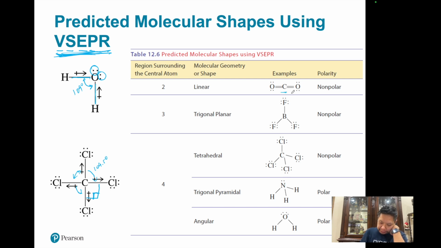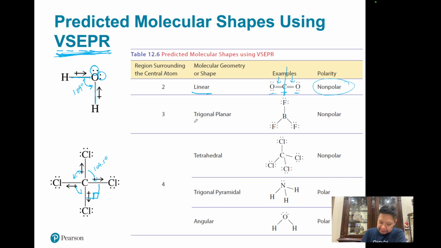If you have carbon dioxide, with a carbon and two oxygens attached to it, notice how they're both sharing two pairs of electrons. When you have two atoms just symmetrical like that, we call that linear. This is definitely nonpolar because when you split it down the middle, it's the same on both sides. That's definitely a nonpolar molecule because it's symmetrical.